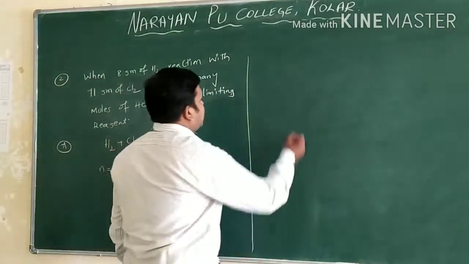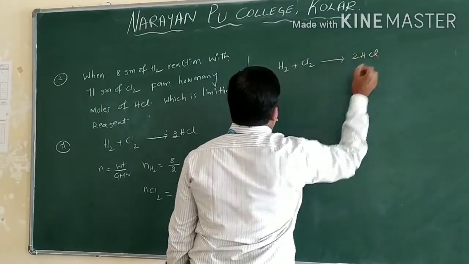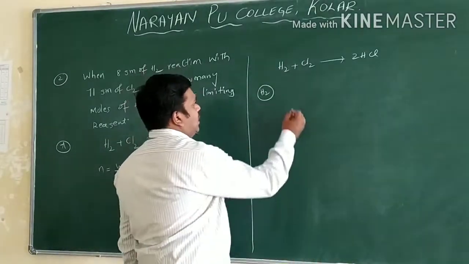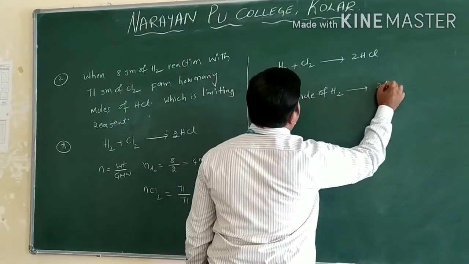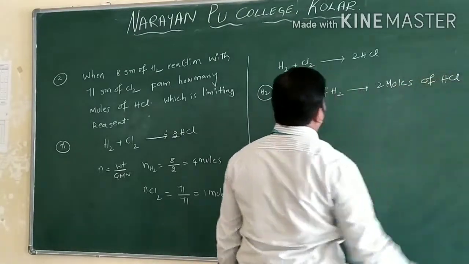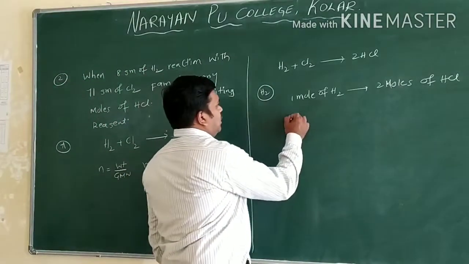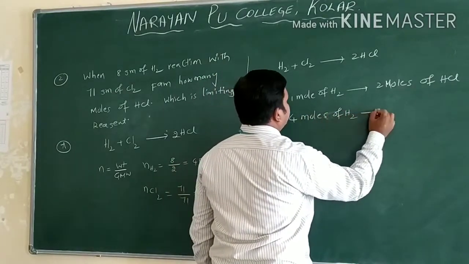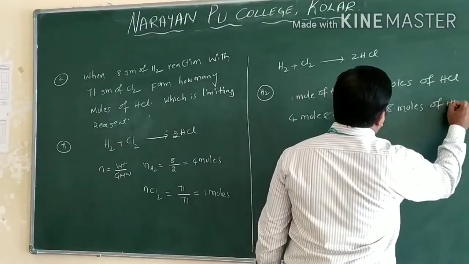Again you see this equation. I am writing the equation again here: H2 plus Cl2 gives rise to 2HCl. I am writing with respect to H2 from this balanced equation. 1 mole of H2 gives 2 moles of HCl. But in the problem how many moles did you get? 4 moles of H2. 4 moles of H2 gives 4 into 2, you will get 8 moles of HCl.